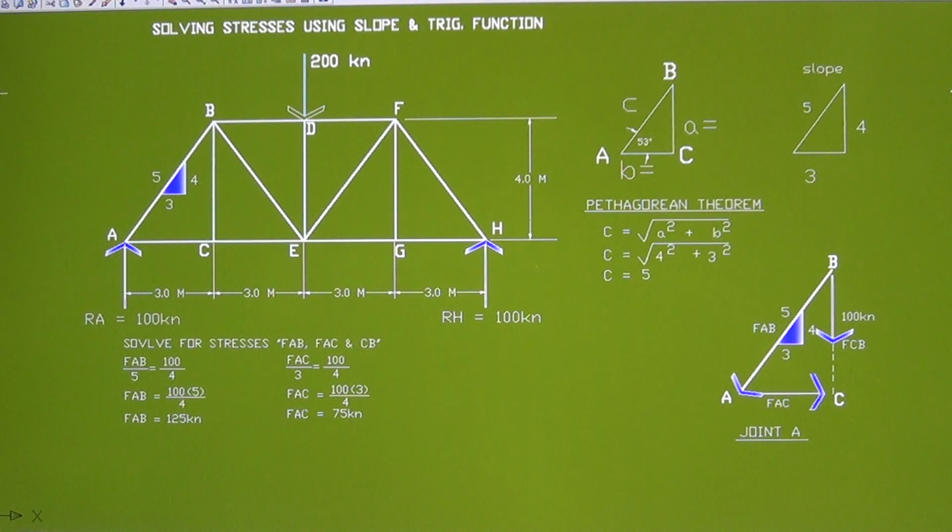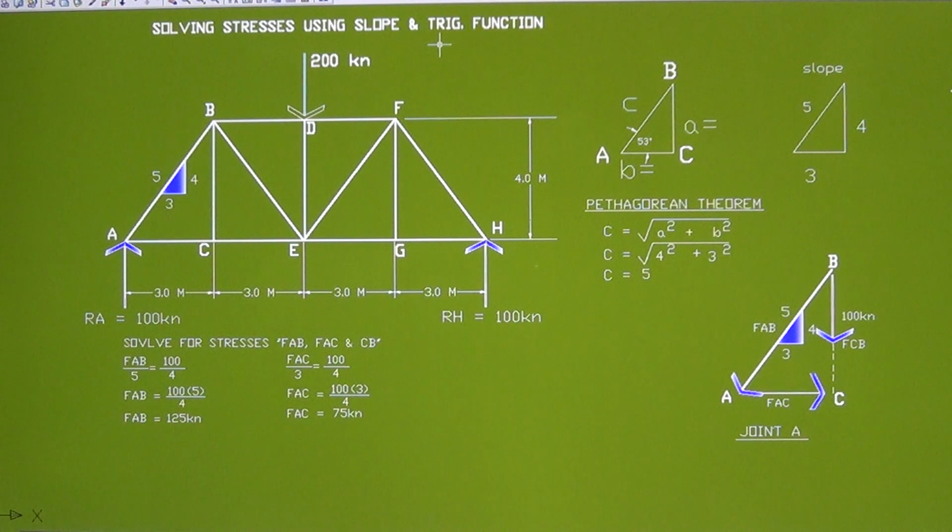Hello everyone, welcome. Today we're gonna solve stresses for a truss using the slope, or maybe the trigonometric function. Slope is very easy to use when solving stresses like AB, AC. All the stresses you can use the slope, and it's more convenient than using the trigonometric function. And if I have time, I can show you the trigonometric function as well. But let's go to the slope. It's better.